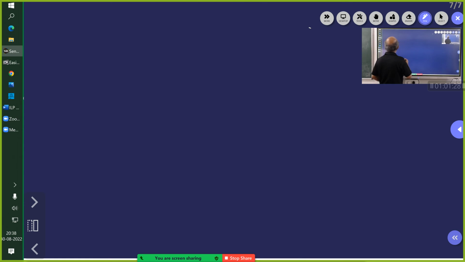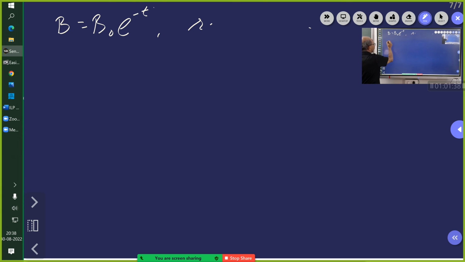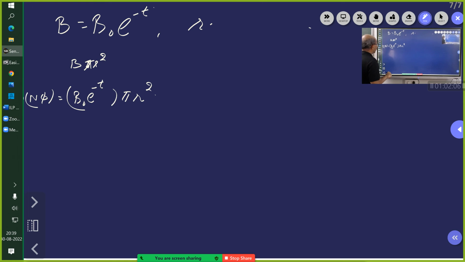You know that there is an area coil. The important thing is they are given B equal to B naught e raised to minus t, and they are given the radius. So straight away we can write the flux linkage. Flux linkage is B into area, and the area is pi r square. Here B is B naught e raised to minus t, so it is B naught e raised to minus t into pi r square. This is the flux linkage, n phi, and n here is equal to 1.